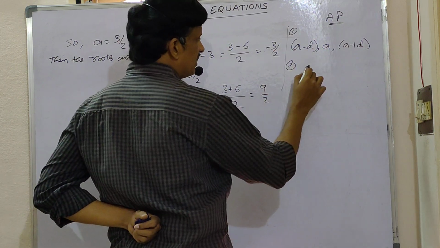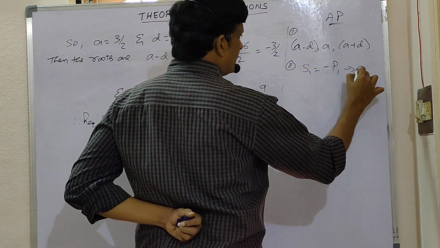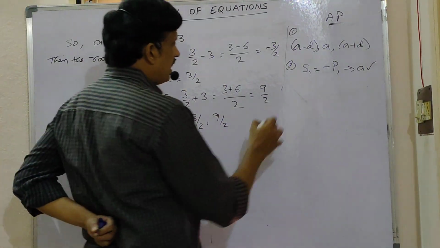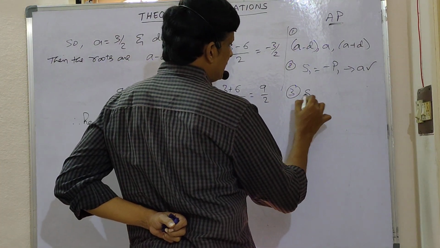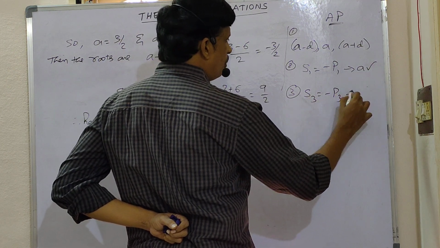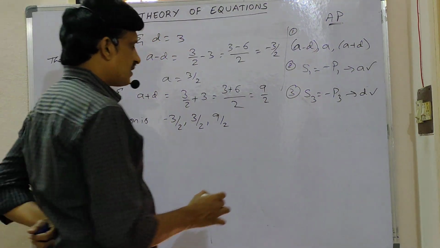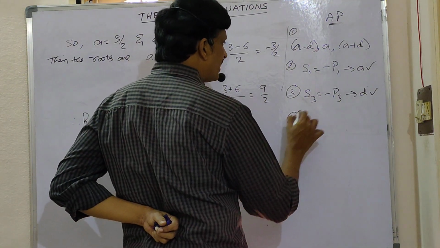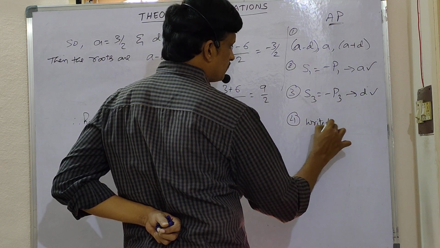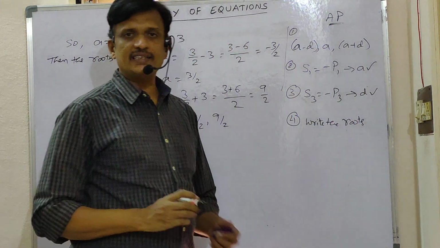Second one is apply S1 equal to minus P1. Then you will get the value of A, D being eliminated. And then just consider S3 is equal to minus P3. Write this value of A, you will get D. That is the third step. And in the fourth step, after getting the values of A and D, write the roots. You can remember the procedure like this.